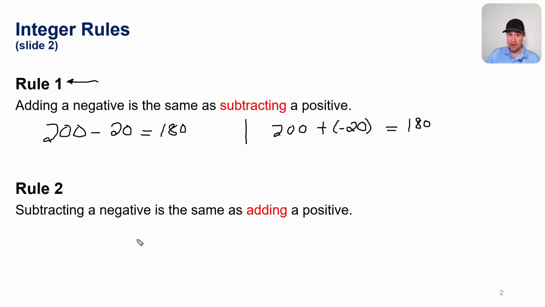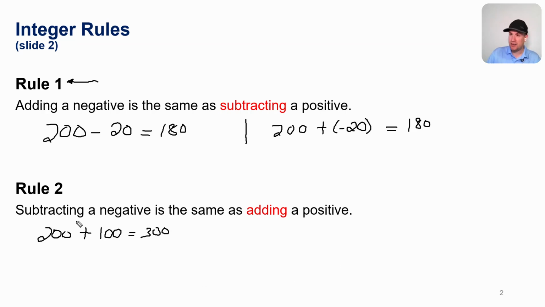Rule number two then increases your value. So subtracting a negative is the same as adding a positive. Let's again apply it to a money scenario. So in this case, let's say you start with $200 in your bank account, and then you go to work and you earn $100 for that day. Okay, so in other words, you are adding $100 of income, of money to your bank account, and you end up with $300 at the end. Fairly straightforward, not rocket science, right?